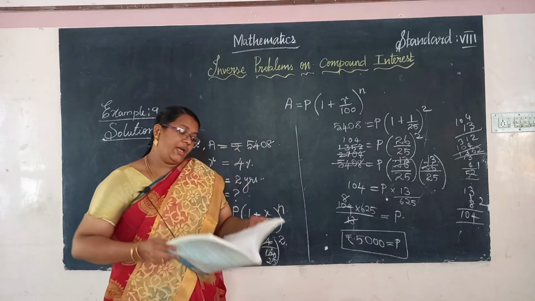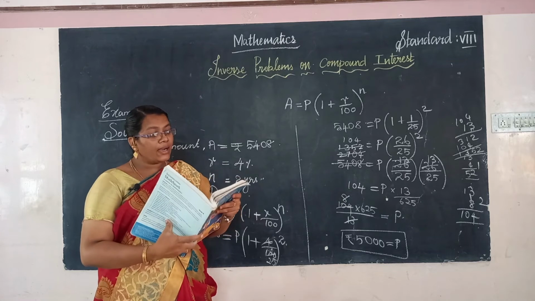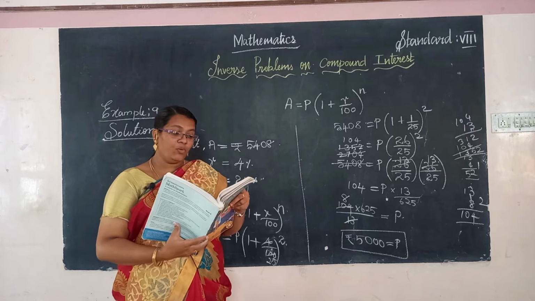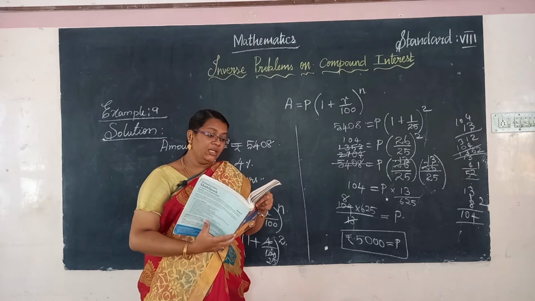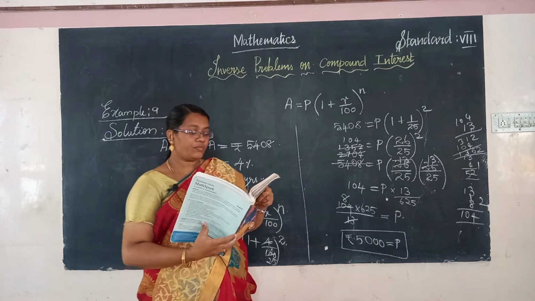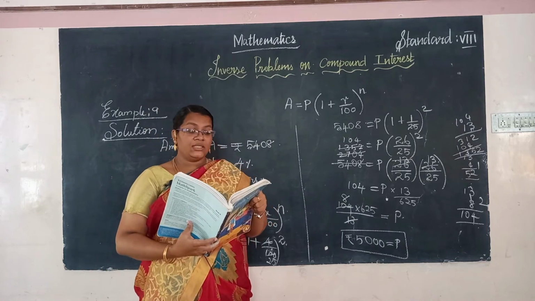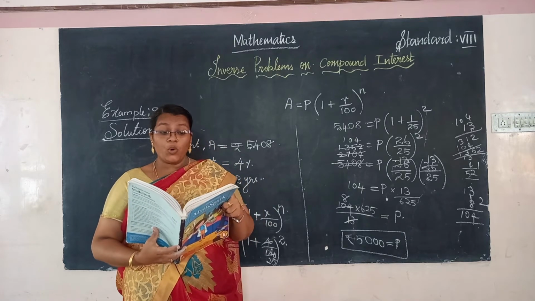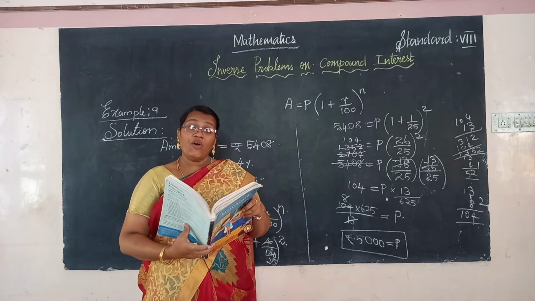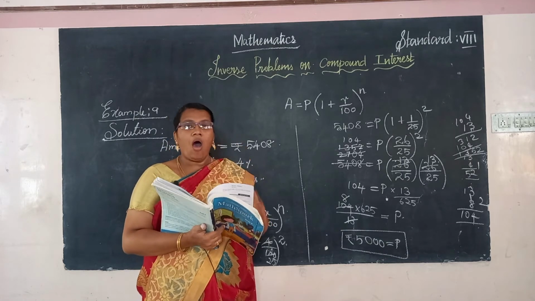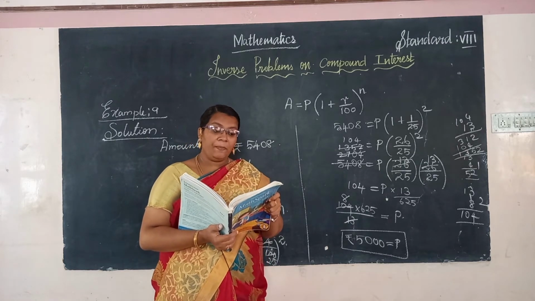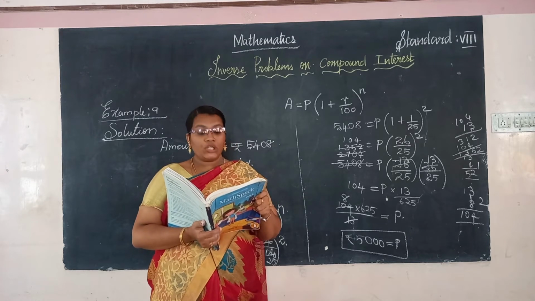Now see the next one, example 10. At what rate of compound interest will rupees 20,000 become rupees 24,200 after 2 years? So what is given? At what rate of compound interest? So we have to find out the rate of interest, that means R.